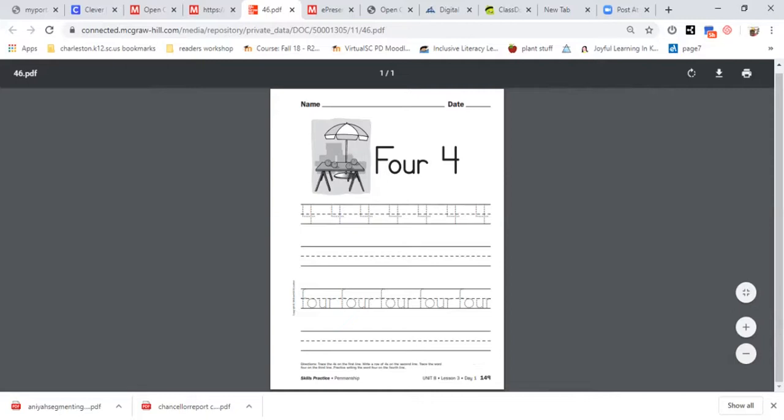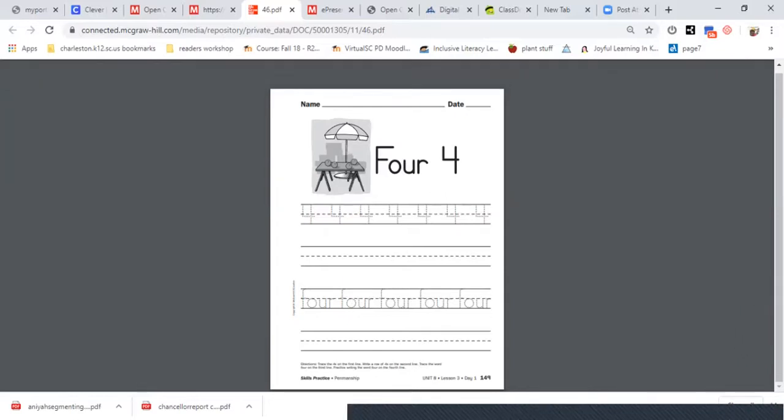What does 4 begin with? You're correct. It begins with the sound. And look at this word 4. It's not spelled the same way as our word wall word. Okay? And one way you can remember how to spell 4 is the word 4 has 4 letters. Our word wall word 4 has how many letters? You're right, it has 3 letters. So that's one way you could remember the number 4. Okay, the word 4 has 4 letters.